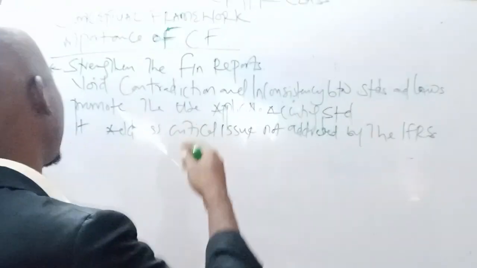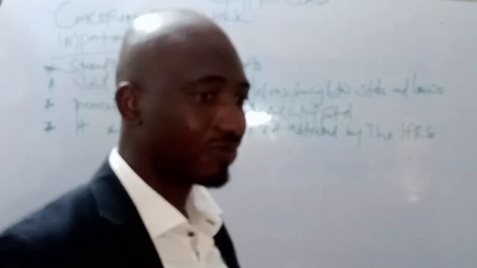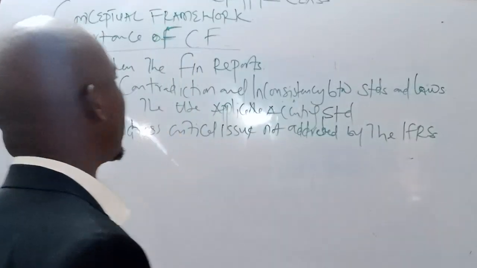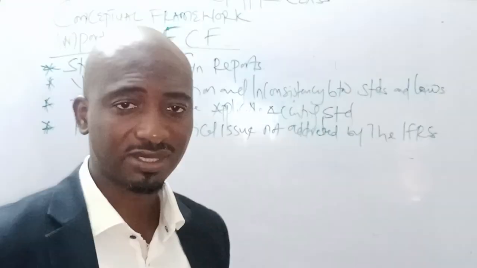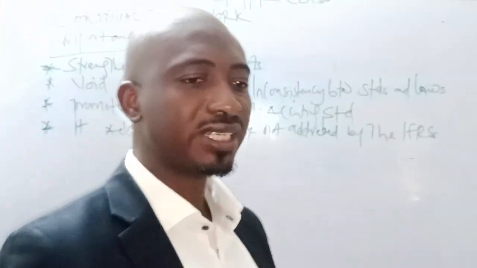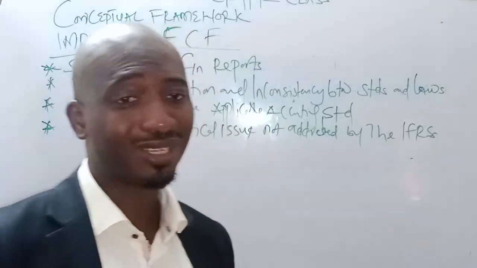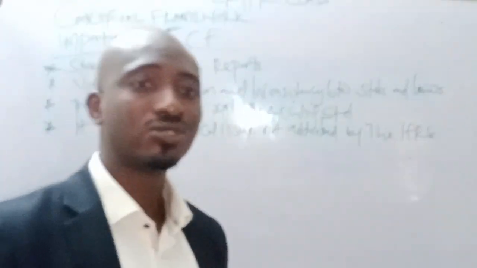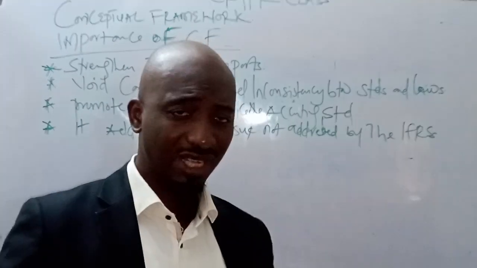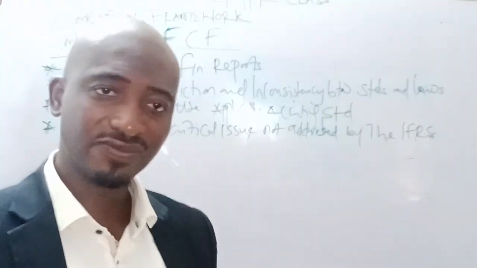So these are basically the importance of the value that this conceptual framework has added to the operations of our accountants worldwide. Quickly, let's look at, like I said earlier, this is a policy framework and it contains about 8 chapters, of which we are going to look at 3 or 4 in this video, and then the last 4 in the next video.